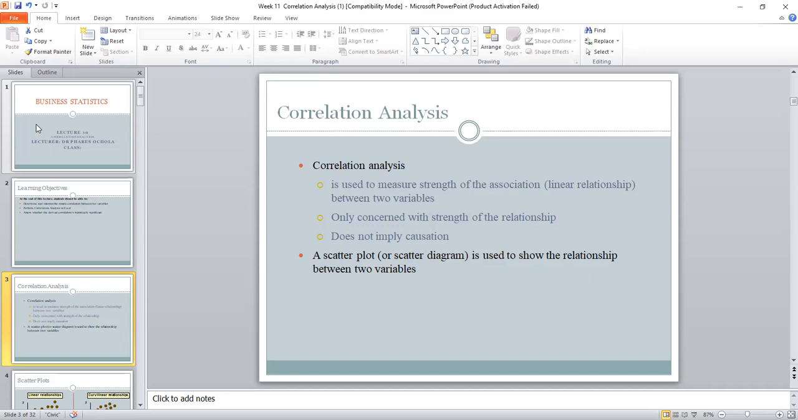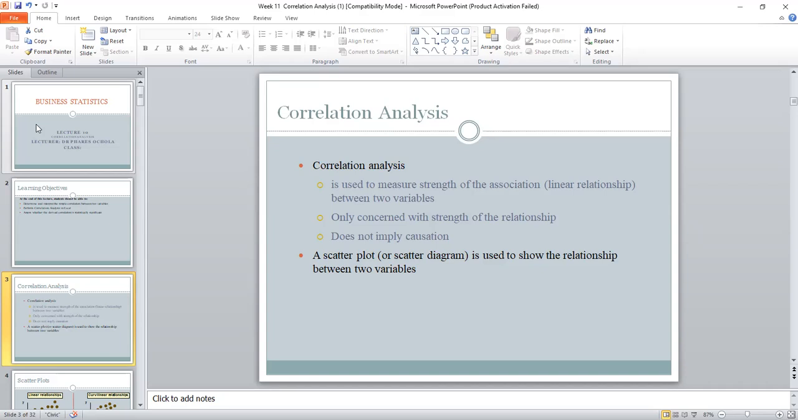You can cite many examples in business or in any other sector of variables that are positively correlated or negatively correlated, and you can research business applications. So that is positive and negative correlation.